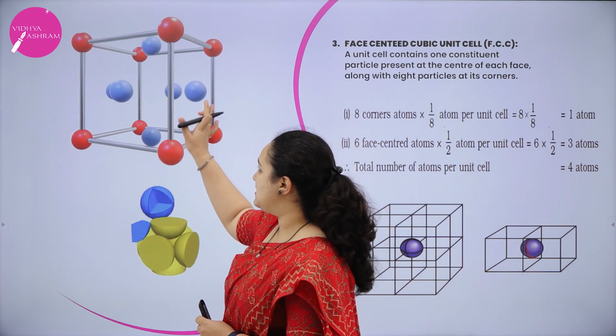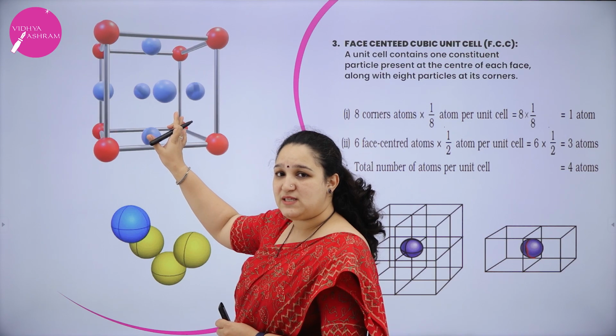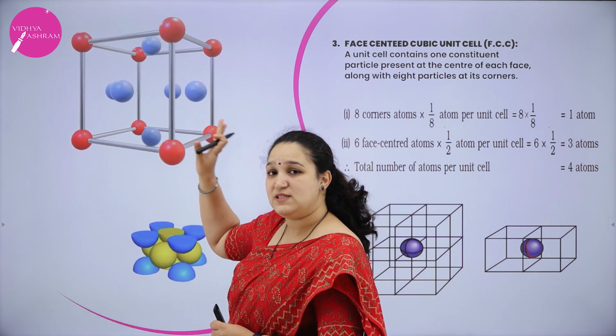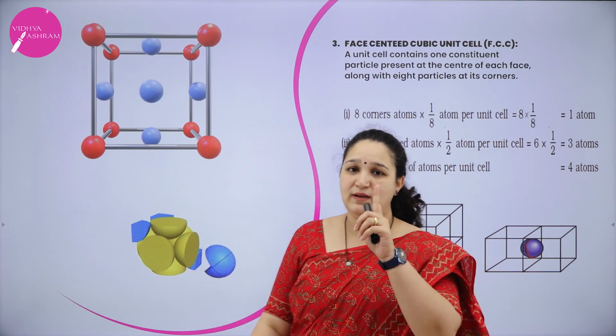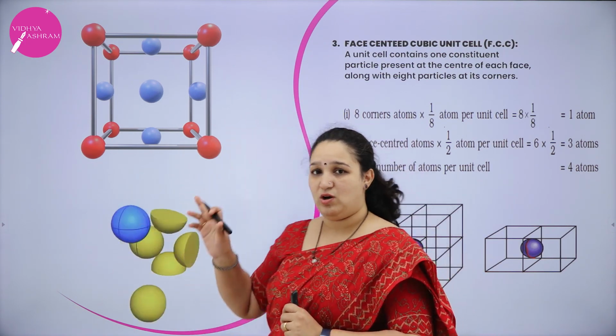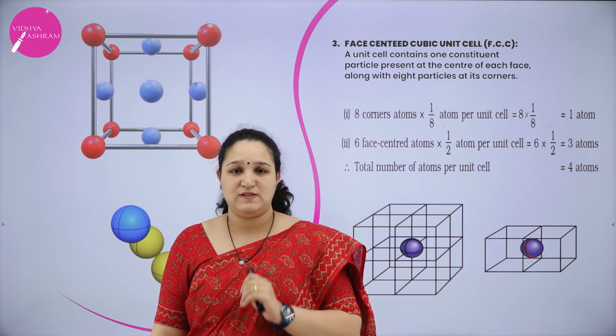The blue ones which you can see are the particles which is in the center of every face. 6 faces are there. So in center of every face there is one particle other than the corners. That is the structure of FCC.